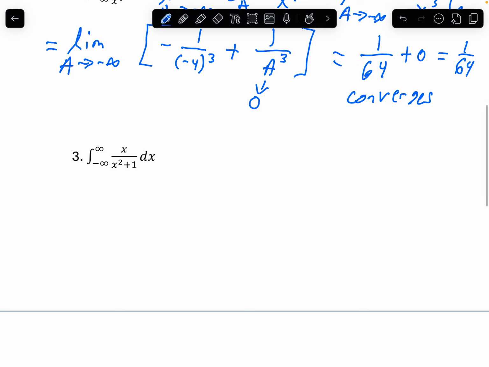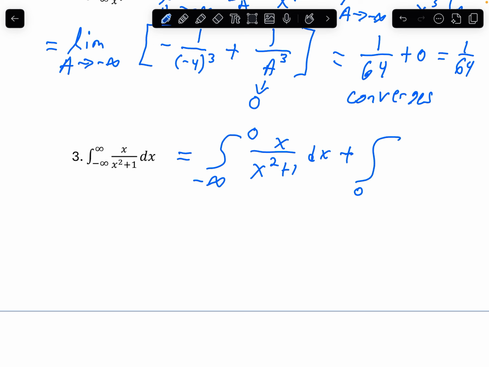And for this last one, I have the integral from negative infinity to infinity of x over x squared plus 1 dx. So ideally, we want to choose an arbitrary value. I'm going to use 0 for this one, and split these into two improper integrals. This would be the integral from negative infinity to 0 of x over x squared plus 1 dx plus the integral from 0 to infinity of x over x squared plus 1 dx.